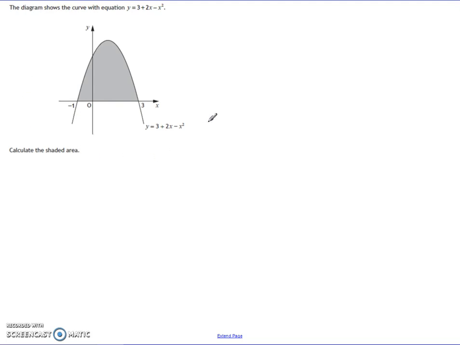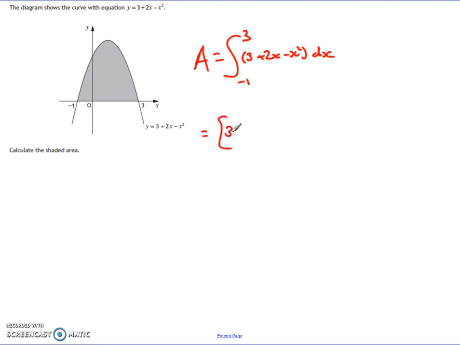Last one was calculating the shaded area here. Now remember, calculating the shaded area is the integral from one limit to the other of our function. So the area here, A, is given by the integral from -1 to 3 of our function 3 plus 2x minus x squared dx, so all with respect to x. So we integrate this, substitute the top limit, substitute the bottom, find the difference, and we're there.